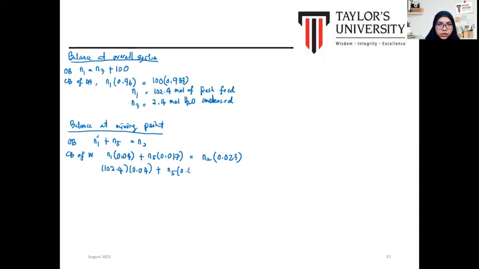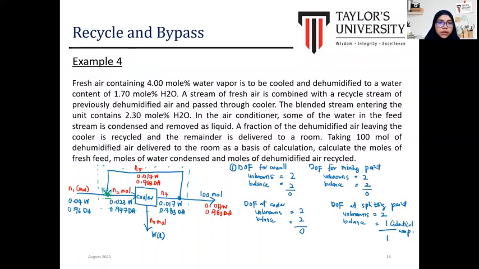Plus N5. So you have 2 equations here, 1 and 2. And then you can solve the simultaneous equations. So finally you can get N2 equal to 5 moles, and then N5, 290 moles recycled. And then back to here. So let me change the color. So we already determined N1, N5, N2.